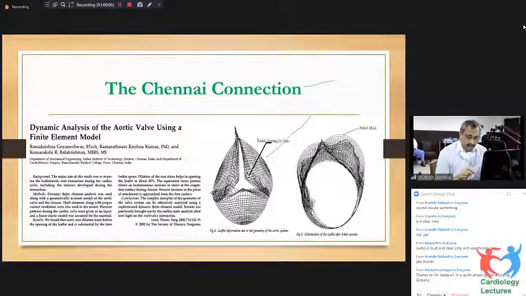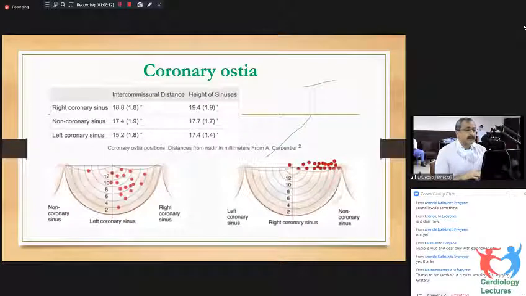The aortic root is a dynamic structure. So during early systole, you can see that the valve is just about to open. During the late systole, you have forces which go from the ventricle to the aorta. And once you have diastole, again, the valve closure takes place where the blood flows back into the sinuses of Valsalva.